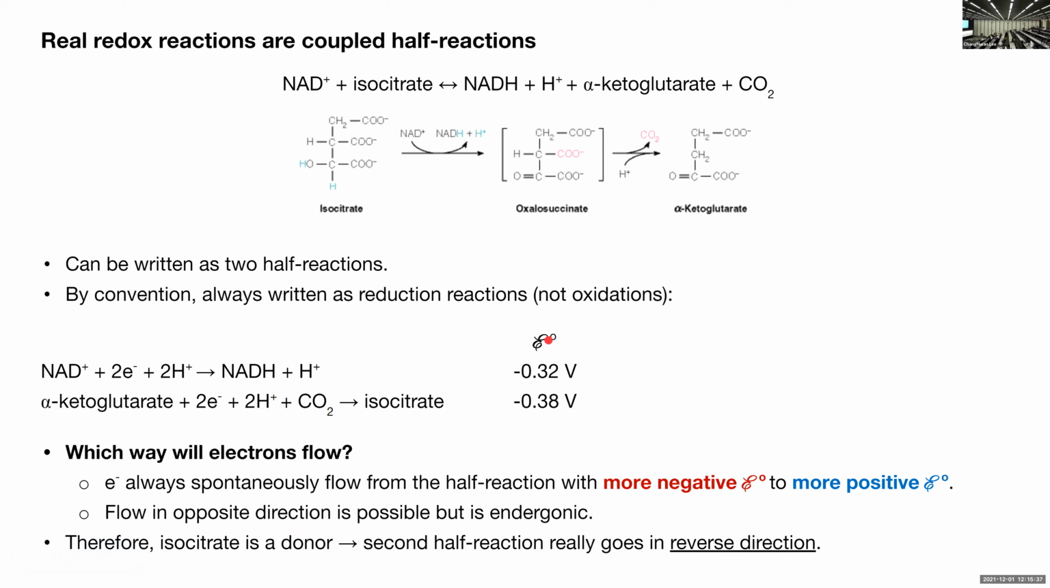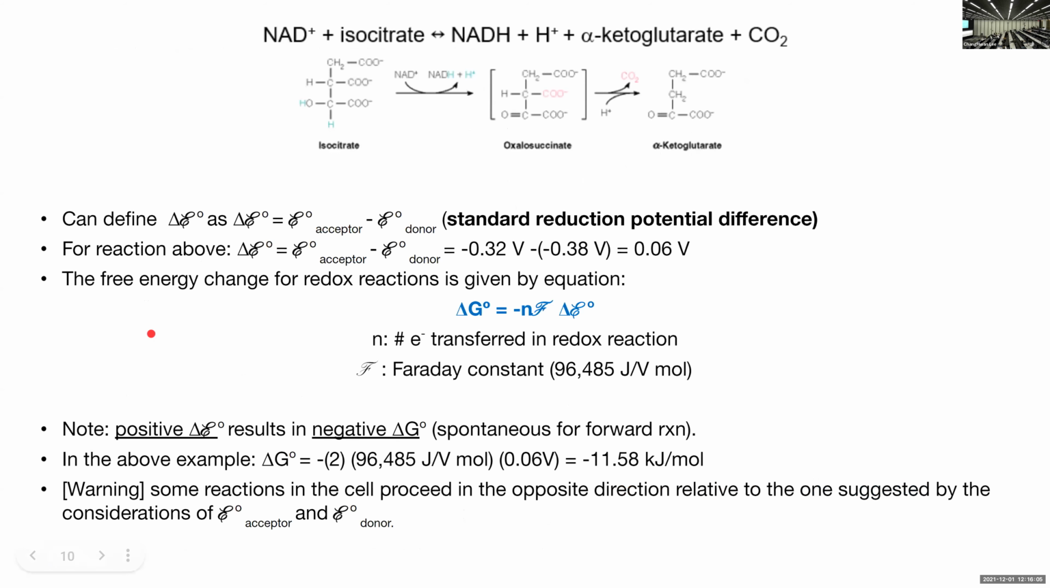So by looking at these standard reduction potentials, you can tell that isocitrate is a donor. This one is a donor, so it's going to get oxidized. In the second half reaction, the reaction goes the opposite way, the reverse reaction, so it's going to oxidize, whereas this NAD plus is still going to be reduced. Okay, we're still talking about the same reaction here, where isocitrate is oxidized to become alpha ketoglutarate.